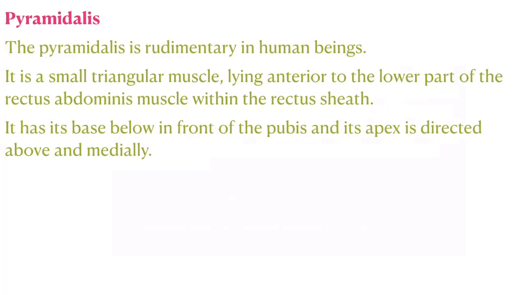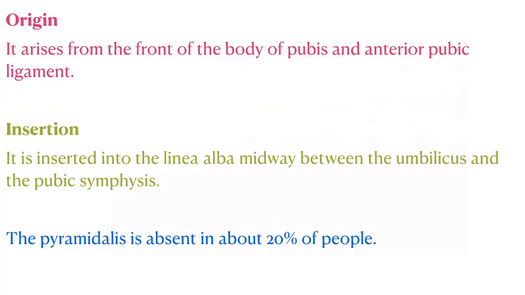Coming to the next vertical muscle, pyramidalis, is rudimentary in human beings. It is a small triangular muscle lying anterior to the lower part of the rectus abdominis muscle within the rectus sheath. It has its base below in front of the pubis and its apex directed above and medial. It's a very small muscle, I mean laterally small. It arises from the front of the body of pubis and anterior pubic ligament. Inserts into the linea alba midway between umbilicus and pubic symphysis, and it is absent in 20% of the individuals.